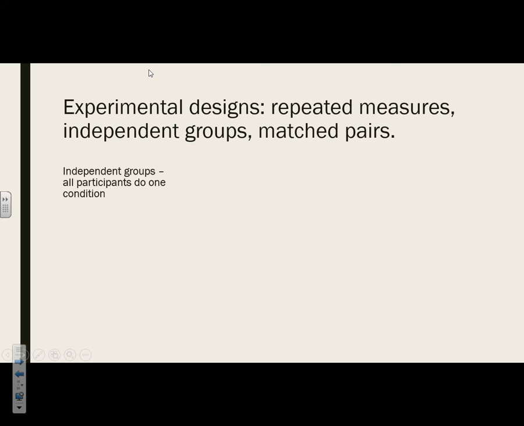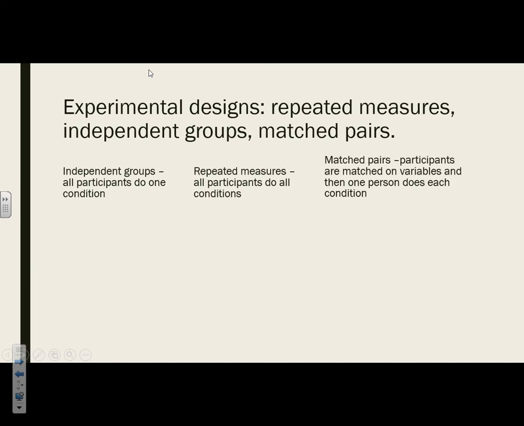Independent groups, all participants do 1 condition. So there's 100 people, 50 do condition 1, 50 do condition 2. Repeated measures, all participants do all conditions. There's 100 people, 100 people do condition 1, and the same 100 people do condition 2.